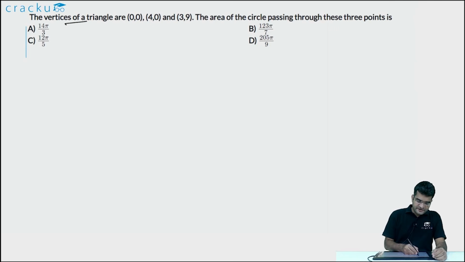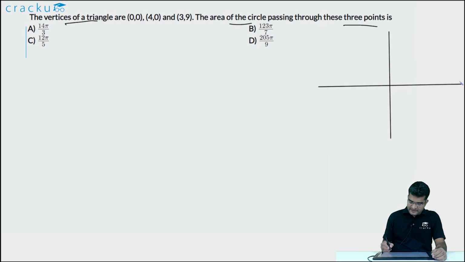In this question, we are given the vertices of a triangle and we are asked to find out the area of the circle that is passing through these 3 points. Let us first plot the triangle on a graph. This is the y-axis and this is the x-axis. One of the points is 0, 0, which is the origin.